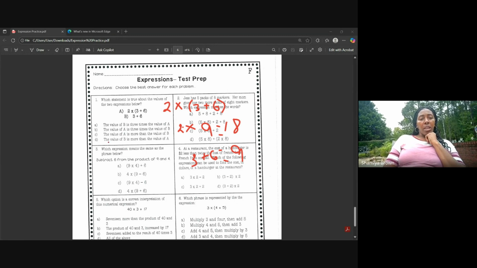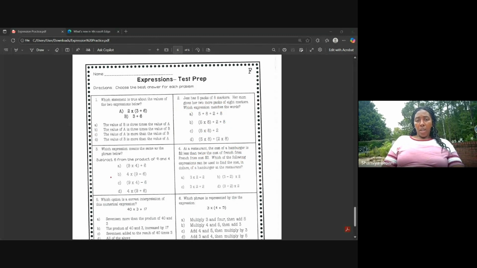C says the value of A is more than the value of B. Well, this is A, which is 18. This is B, which is 9. So that is true. The 18 is more than 9. So C would be my answer. And if I look at D, just to look at it, it says the value of B is more than the value of A. So I know that's not true. So my answer would be C.